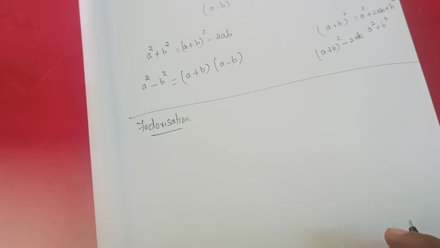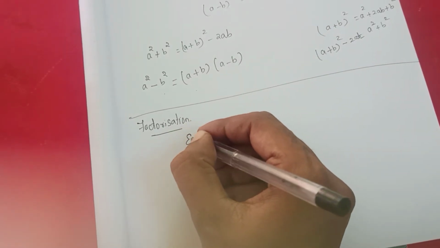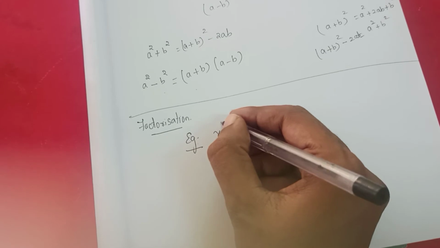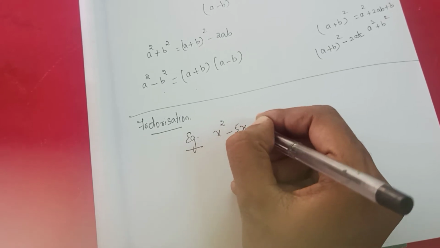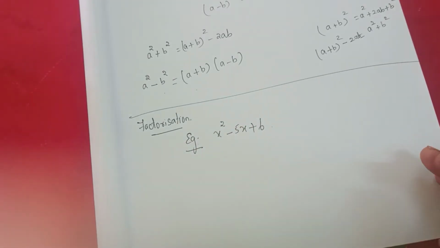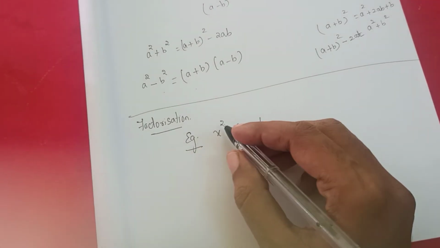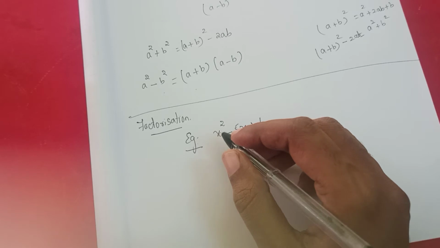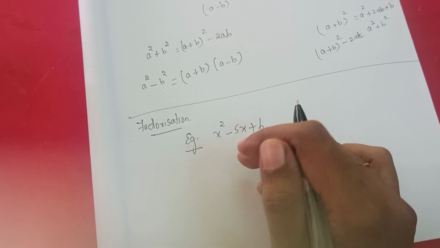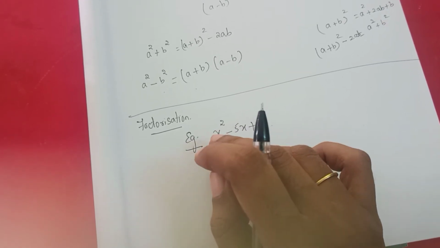So I am giving one small example, how we will factorize. An example I will give for you: x square minus 5x plus 6. What's the degree of this equation? Square, is it right? Square means 2. Okay, it's a quadratic equation. So for a quadratic equation, how will we factorize?